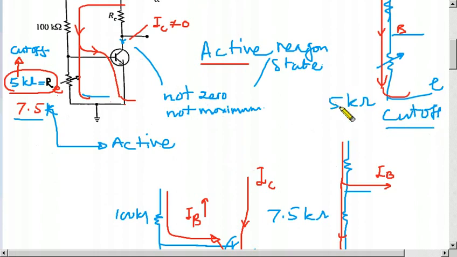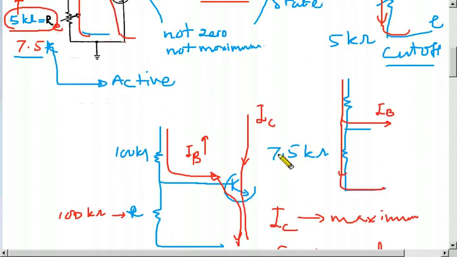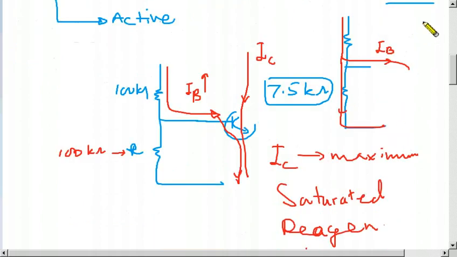Cutoff. If we increased a little bit, something like 7.5 kilo ohm, then some current goes through this base emitter resistor and some current goes through the base. Both the lines are conducting. So therefore, since a little current is going through the base, a little collector current appears. So IC is there. You see, it is not zero. Therefore we call that active region.